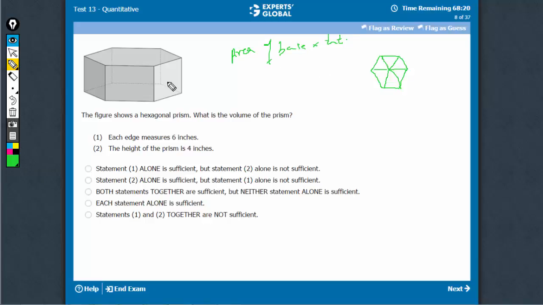In case of a pyramid, which is a solid with a pointed top, the volume is 1/3 area of base into height. Okay, so let's deal with this one. So for this, we need the area of base as well as height.